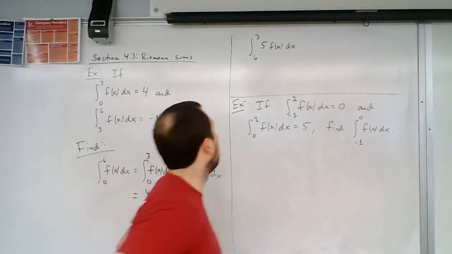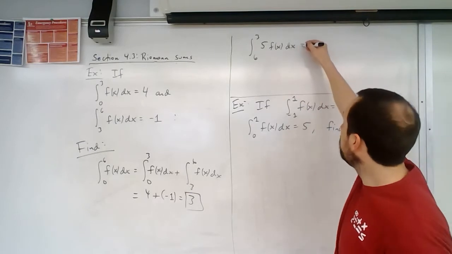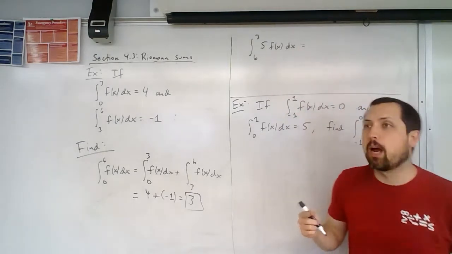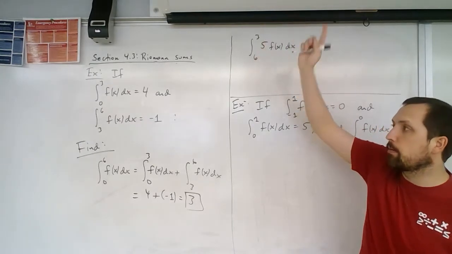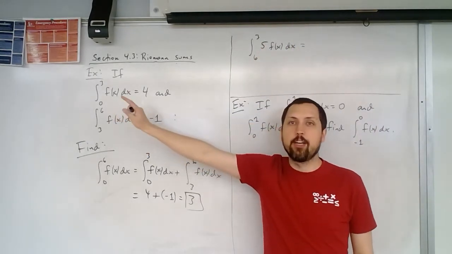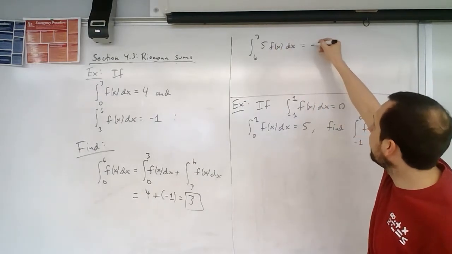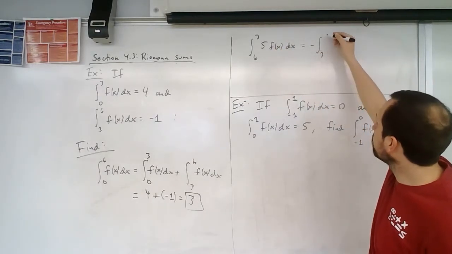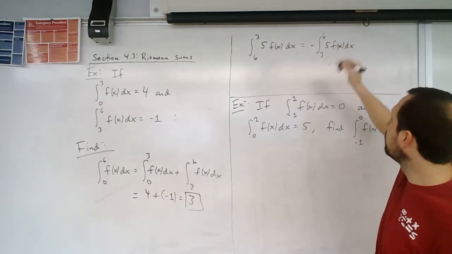Here, if I want to find the integral from 6 to 3 of 5 times f of x, well, there's a few things that we can do with our properties. One is that if I want to flip these, because I don't know 6 to 3, but I do know 3 to 6, so I'm going to flip this. To flip it, though, I have to introduce a negative. So I have the negative integral from 3 to 6 of 5 f of x dx.